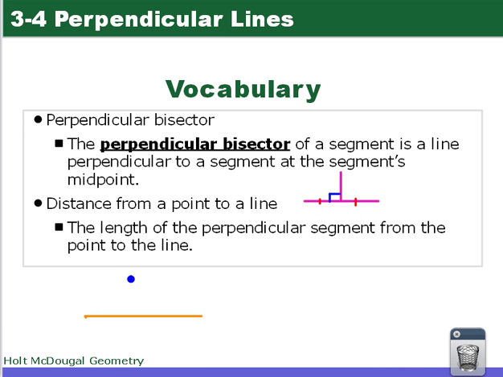So I have a point here, and here's my line. I can make lines from the point to the line, all different kinds of distances, but the shortest one is going to be this one that's perpendicular. You can see that this segment here is the shortest distance from this point to that line.